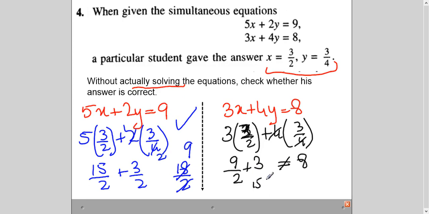Because this is actually 15 upon 2. So now 15 upon 2 is not equal to 8. So it is not satisfying this equation. So basically the solution the student is getting, this particular student, is not right. It is wrong. So this is how you check your answers without actually solving it.